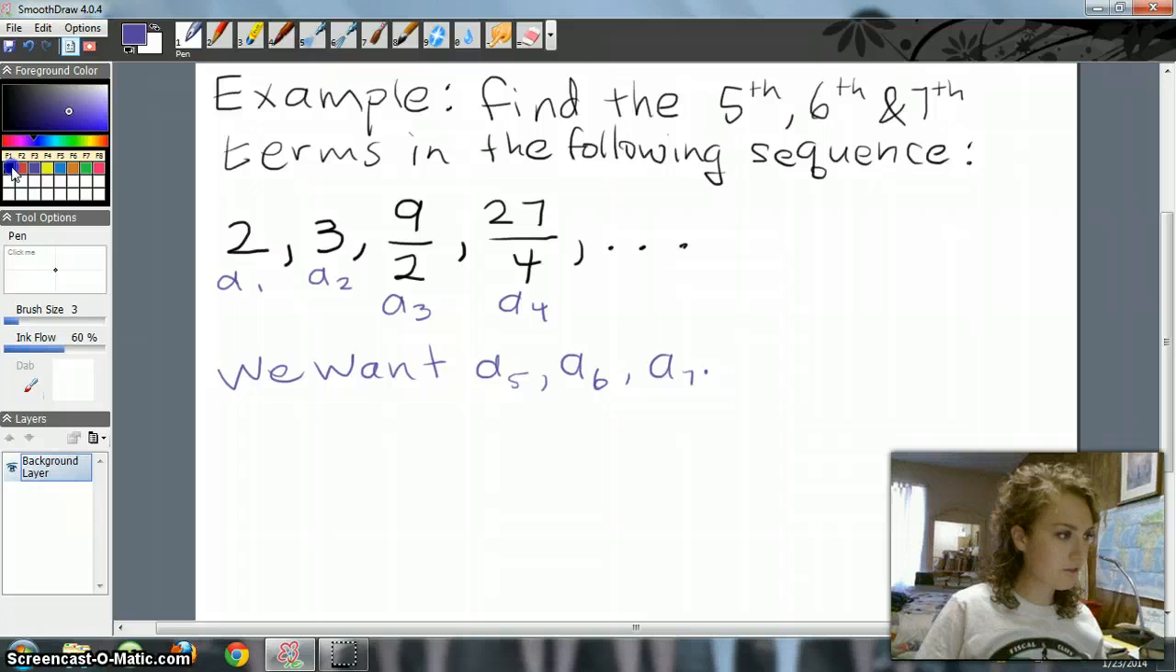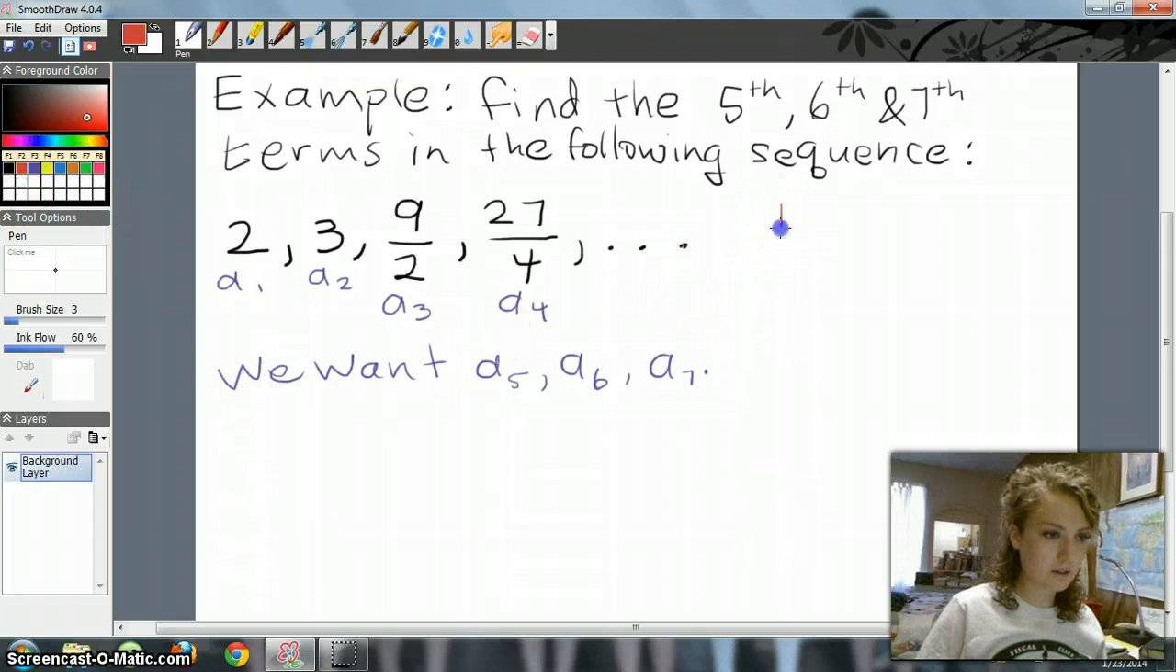Okay, well, our first chore is to find what the common ratio is. Because once we have the common ratio r, we can just use that and multiply the 4th term by r to get the 5th term. And then we can multiply again by r to get the 6th, and again to get the 7th. But the key is knowing what the common ratio is. So let's use our formula.